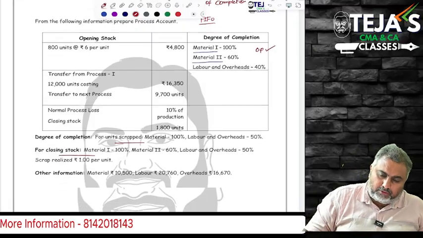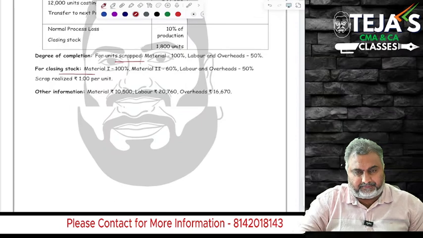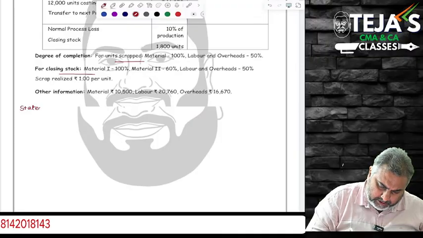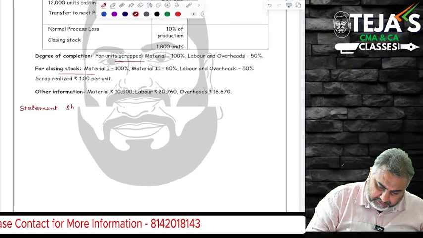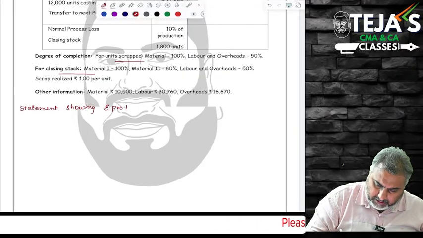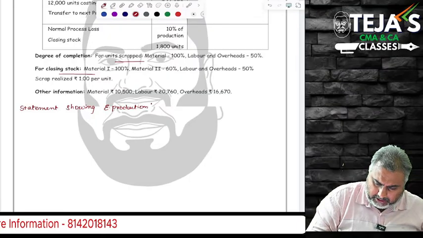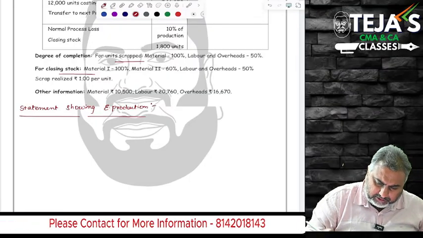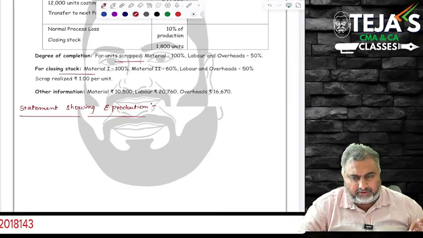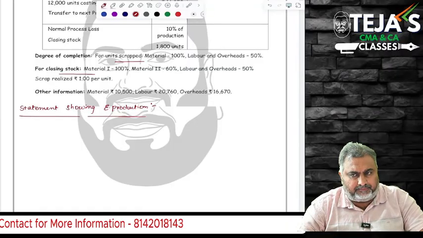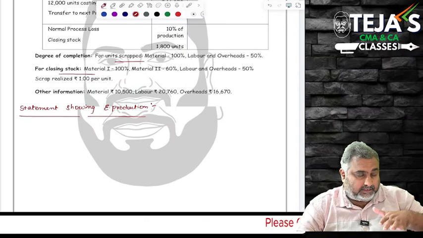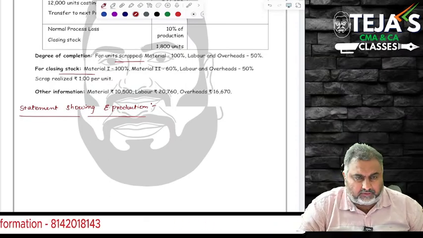Sir, how to prepare the equivalent production statement? Let's see. Put the heading: statement showing equivalent production. How do we identify this from the question? They are asking under equivalent production. Just by seeing the degree of completion, you come to know whether it is the normal process, an inter-process profit, or equivalent production.